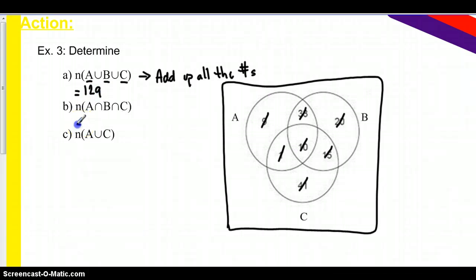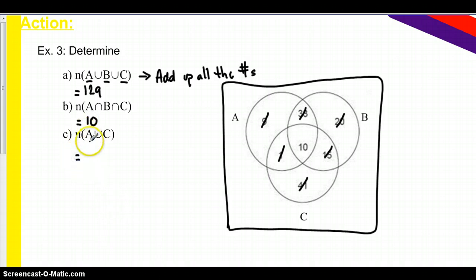Now this component for part B is asking us how many elements are in set A and set B and set C. And we know that that is just the intersection of all three. That would mean that there are 10 elements that exist in all three sets.